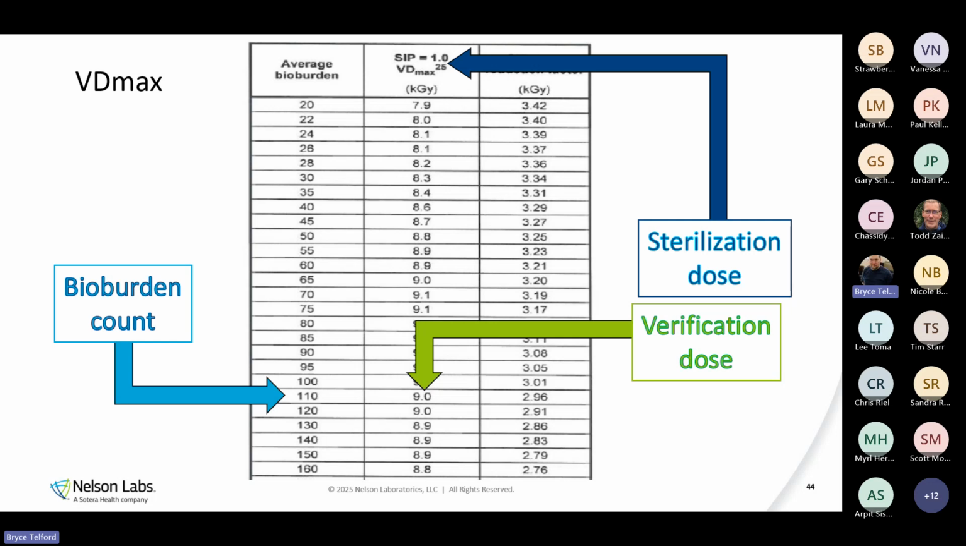So that is basically how we do it, is we have this lookup table, we get the bioburden, we look up what the bioburden estimate is compared to our table, that gives us our verification dose, and then we're going to send product off to receive that verification dose.